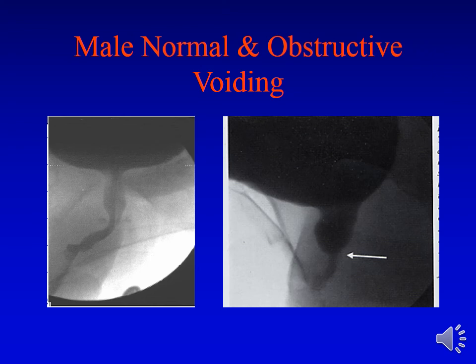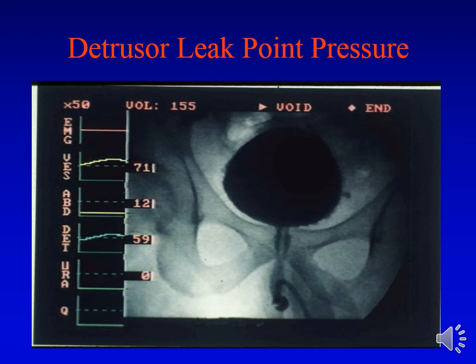Same here also. The male normal is on the left side. On the right side is obstructive voiding. The prostatic urethra starts dilating, and while taking this video imaging, we can take it real time. In other words, we can see it getting obstructed and how slow the flow comes out. We can correlate this with the EMG and urodynamic tracing itself. And we can also use the detrusor leak point pressure to see exactly what's happening to the bladder and whether there's any vesico-ureteric reflux.